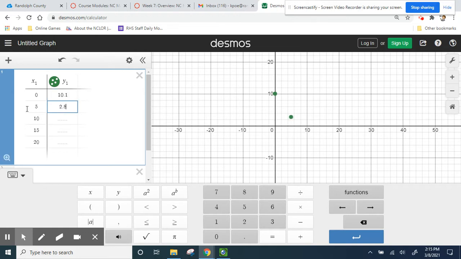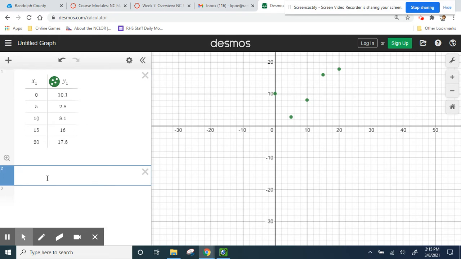10.1, 2.8, 8.1, 16, and 17.8. Once you have that information in, you're going to come down here, and we want to see if first a straight line would work. So you're going to do a y, and you're using your keypad for this, y, and then hit the number 1, and it automatically makes it like a subscript, and that's what you want.